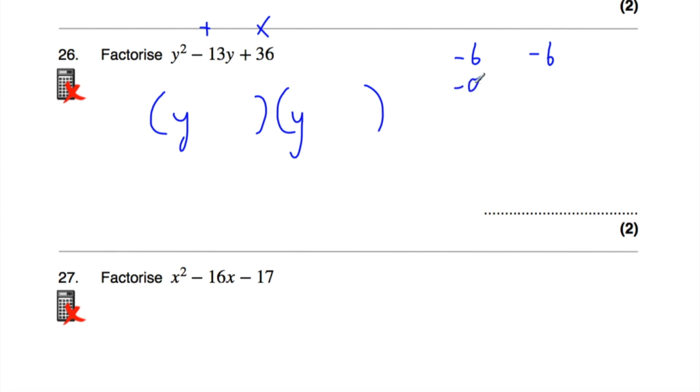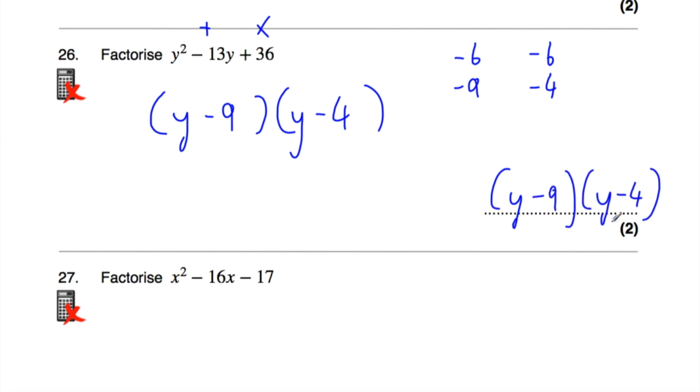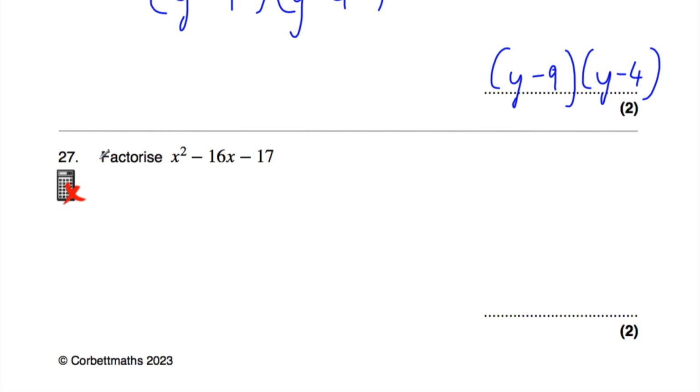So now let's try something else. Let's try minus 9 and minus 4, because 4 times 9 is 36. So minus 9 times minus 4 would be 36 as well. And if we do minus 9 plus minus 4, that would be minus 13. So it's going to be minus 9 and minus 4. And that's it. So our answer would be y minus 9 and y minus 4. Okay, let's have a look at our next question, question number 27.